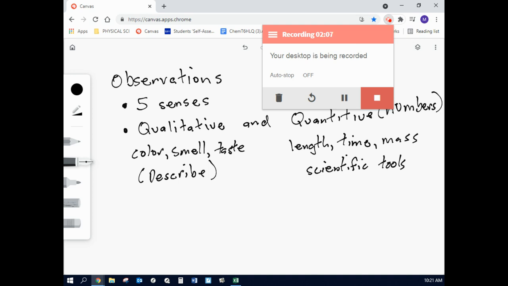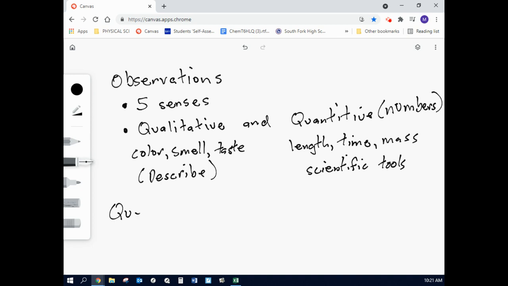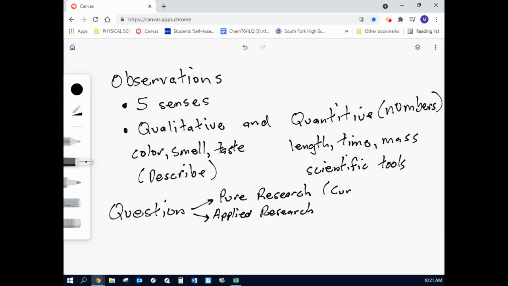So now we use these observations to do science, and when we're curious about things, we usually ask a question, and this is really where science begins. Some of these questions happen out of pure curiosity, and we would call that what type of science? Yeah, pure research. And then some of these questions are to solve a problem or to have a goal, and that's called what? Right. Okay, so there's 2 types of questions. Ones that are just derived from pure curiosity, and then there's ones that are derived to solve a problem.